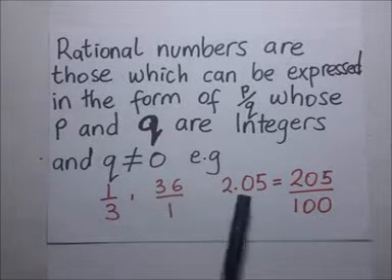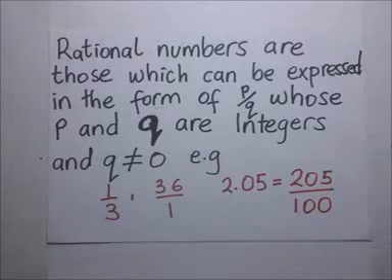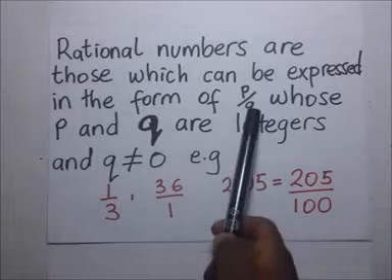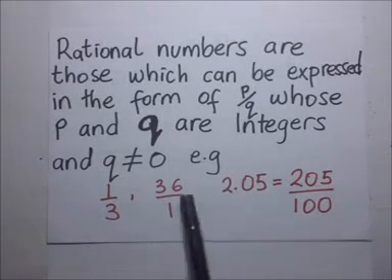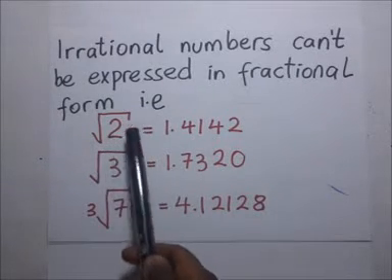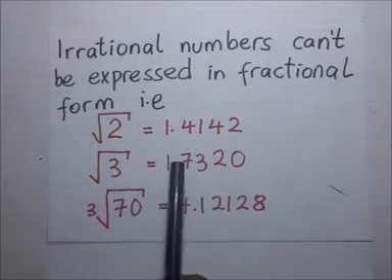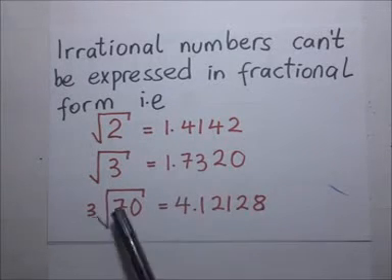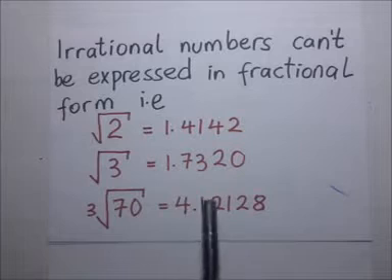The opposite of these are irrational numbers, which are simply those that cannot be expressed in this form. They cannot be expressed in the form of fractions. Some of these are shown here. We have the square root of 2, the square root of 3, and the third root of 70.